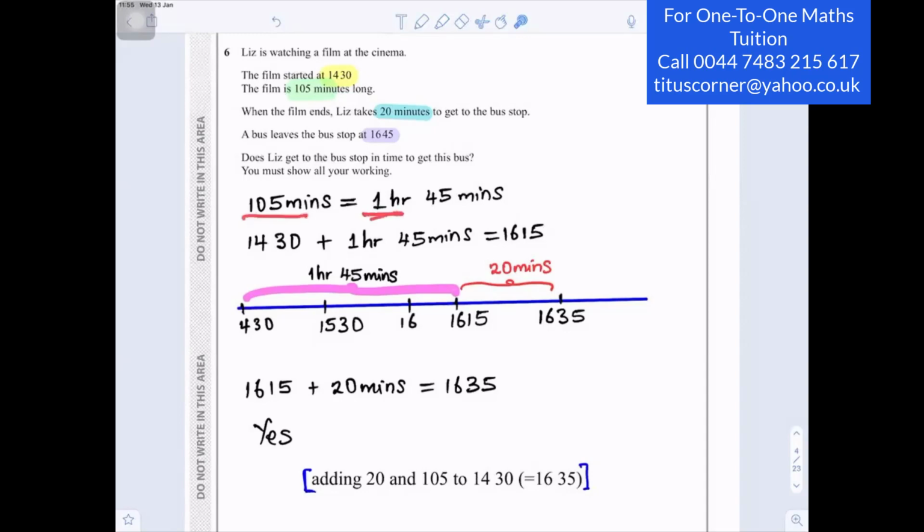105 minutes is 1 hour and 45 minutes, because 1 hour is 60 minutes. So 60 plus 45 gives you 105. So it's 1 hour 45 minutes. Now let's add that 1 hour 45 minutes. We started at 2:30, 14:30 when the film started. So 14:30 plus 1 hour 45 minutes, or 2:30 plus 1 hour 45 minutes, that will take us to 16:15. That means 4:15. So if I do it on a number line, we start at 14:30.